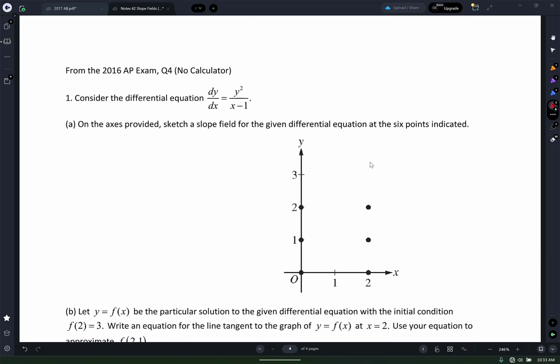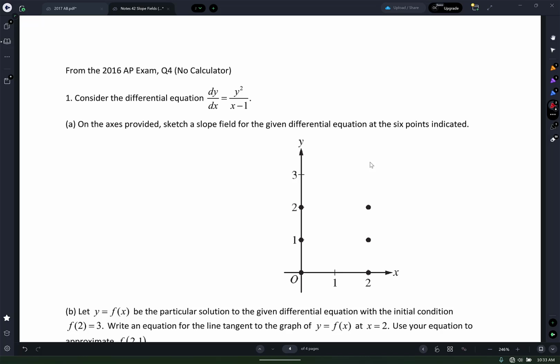All right. This FRQ is from what year? 2016. I haven't looked at the rubric yet. I will look at the rubric once we do this. You guys ready? On the axis provided, sketch a slope field for the given differential equation at the 6 points indicated. I want you to observe something. Do they put any points at x equals 1? No, they're not going to try and trick you. Notice dy dx is undefined at x equals 1.